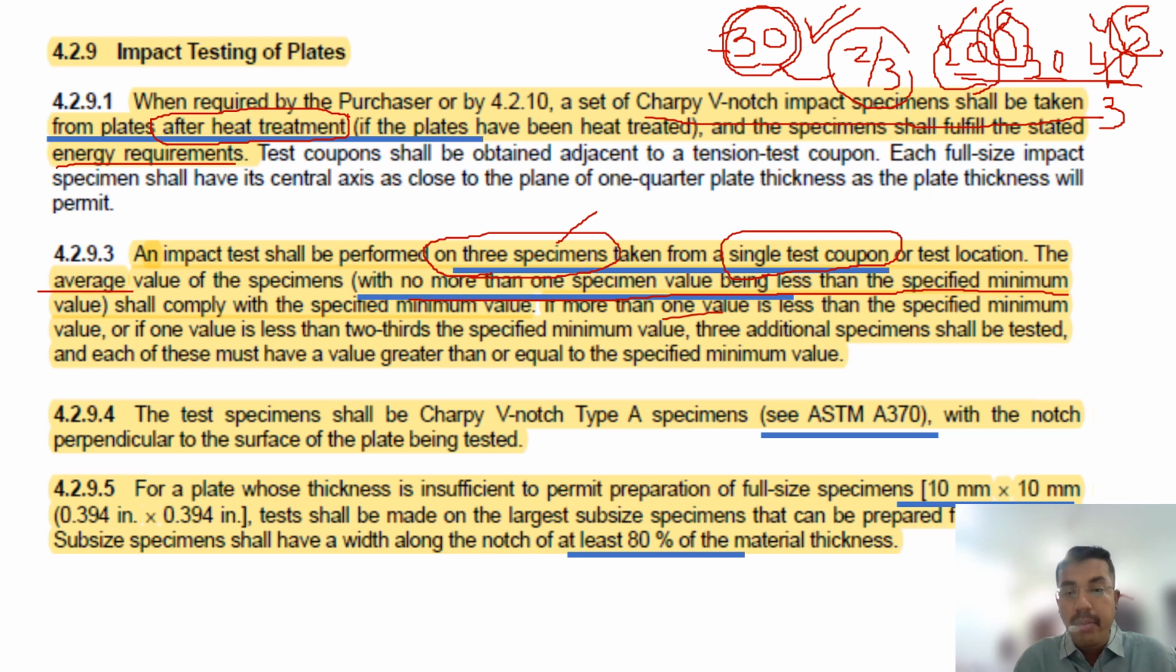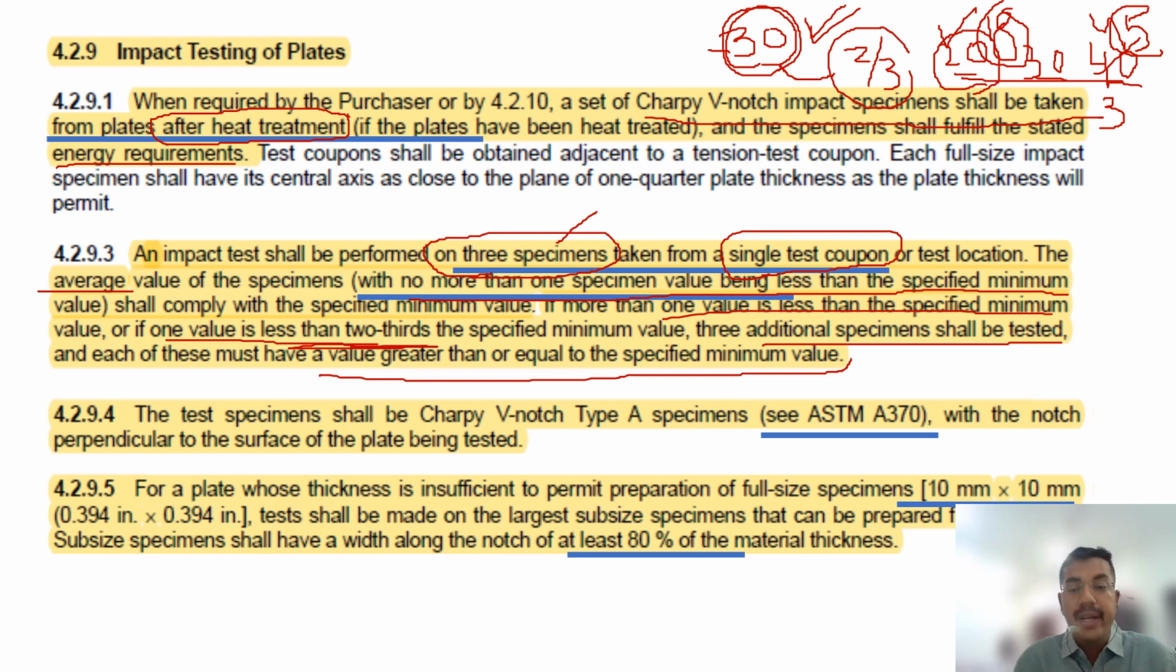If more than one value is less than the specified minimum value, or if one value is less than 2/3 of the specified minimum value, 3 additional specimens shall be tested, and each of these must have a value larger than or equal to the specified minimum value. Larger value. Okay, you understand? 2/3 of the minimum value.